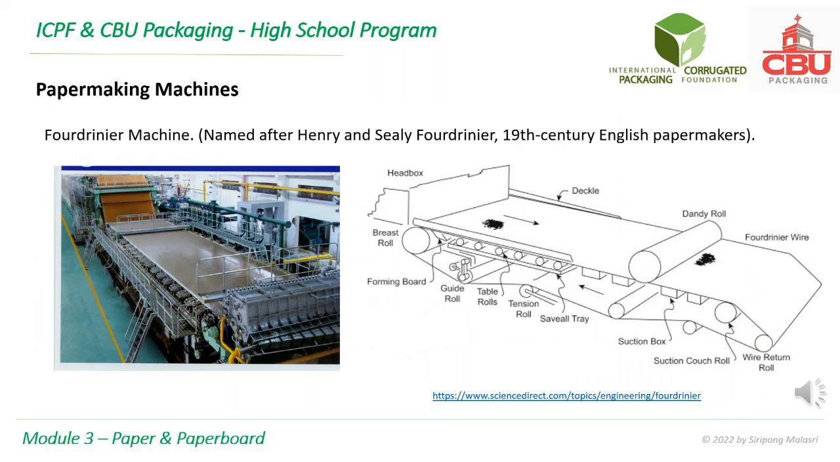Fourdrinier machine is a kind of papermaking machine. It is named after Henry and Sealy Fourdrinier, 19th-century English papermakers. Furnish pours out of the headbox of a Fourdrinier machine and onto an endless wire or screen where excess water can be drained. The fibers remain trapped on the screen.